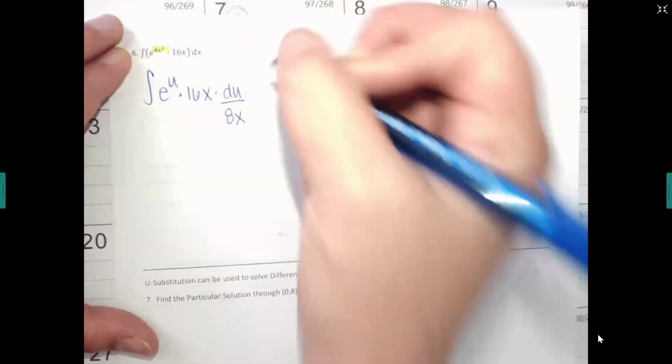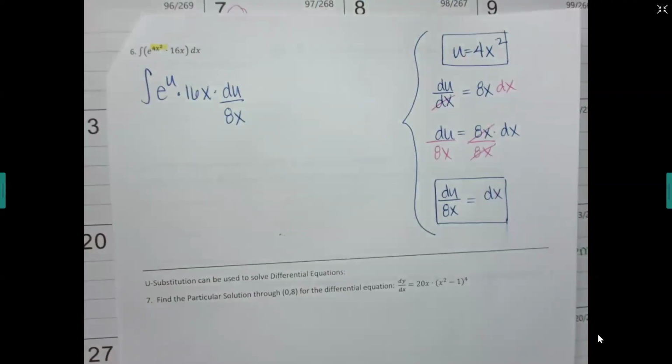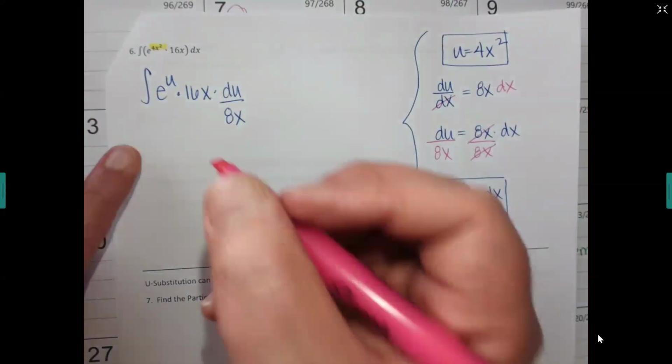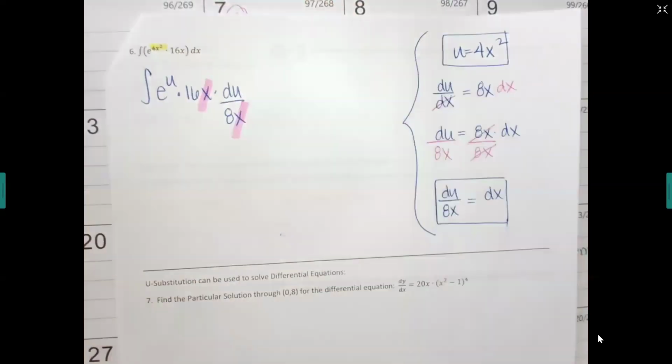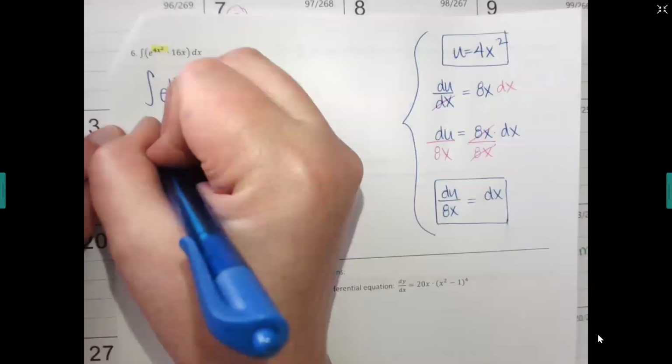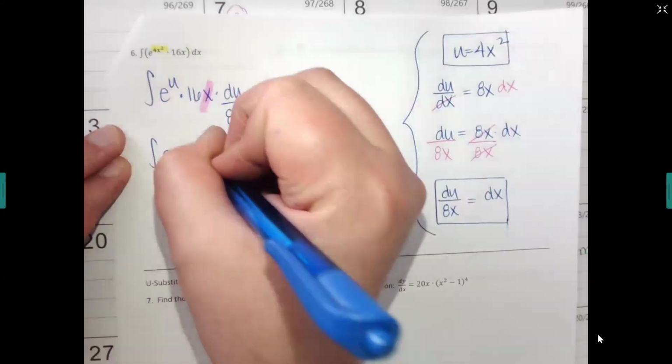Now remember, you're not allowed to have x's left. But why is that okay? What's gonna happen to the x? Because one's on top and one's on bottom. And then what number will you keep in the front? 2. So it'll be the integral of 2e to the u.